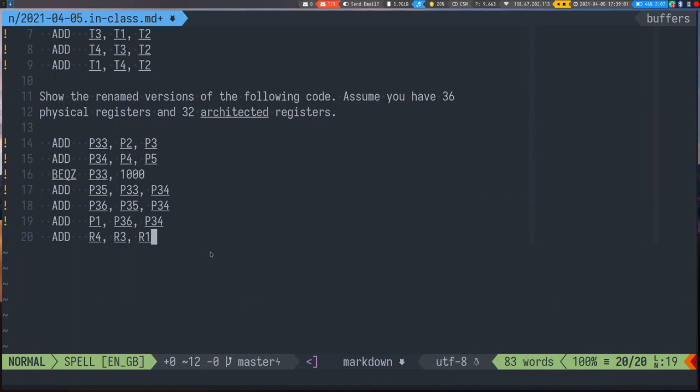So what about this last instruction? First of all, let's figure out which physical register we can go to. Which ones are available at this point? P33 would be available, but there was one that became available before P33.